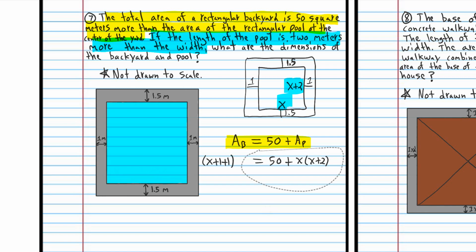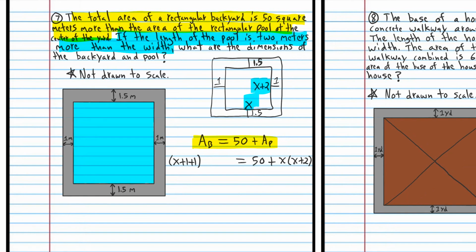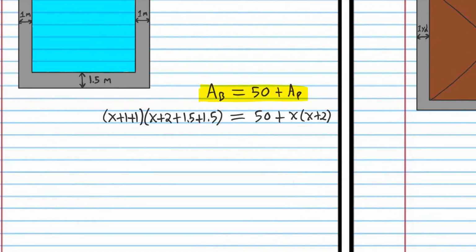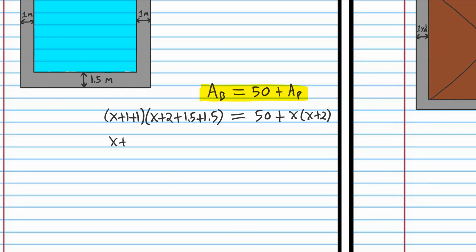And then the length, we know this part here is x plus 2. So then we just add 1.5 to that 2 times to get the total length. So we have x plus 2, and then plus 1.5 and 1.5 again. So obviously I'm going to have to move this down. All right, so now we're going to simplify as usual. X plus 2 times x plus 5.